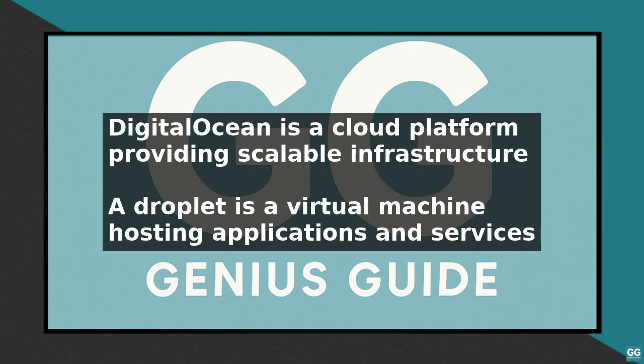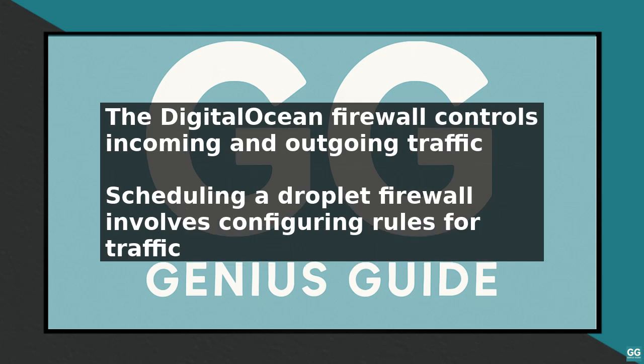The DigitalOcean Firewall is a network security system that controls incoming and outgoing traffic to and from your droplets. Scheduling a droplet firewall involves configuring rules to allow or block traffic based on specific protocols, ports, and IP addresses.